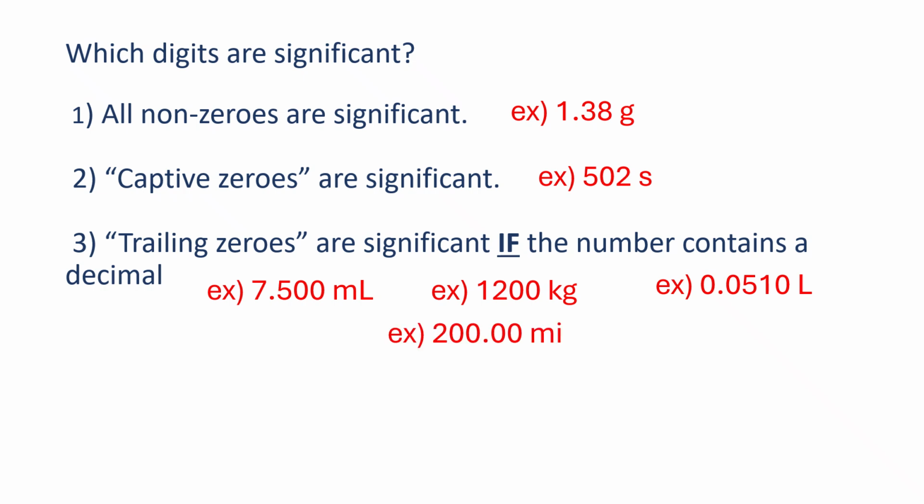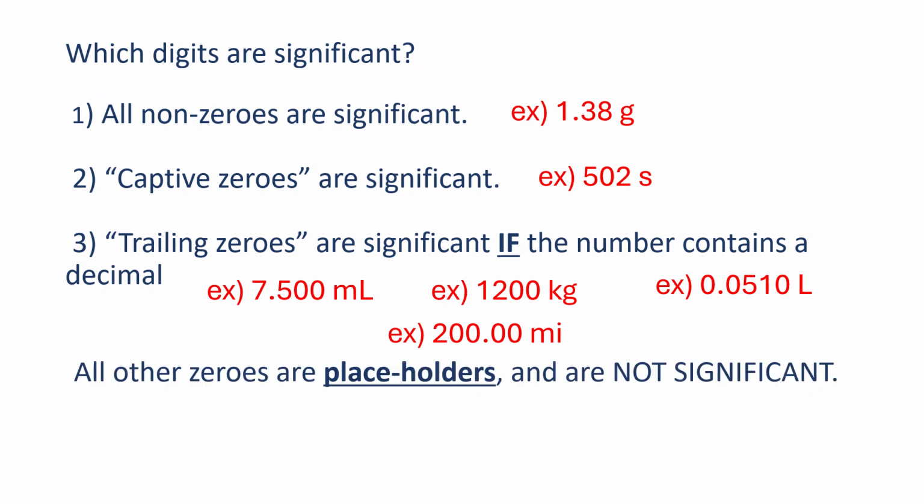And then finally, here's an example where we have a bunch of trailing zeros. It doesn't matter if they're to the left or the right of the decimal. If they are trailing and the number contains a decimal, so in this case we have 200.00, all trailing zeros are significant regardless of where they are relative to the decimal, as long as there is a decimal.